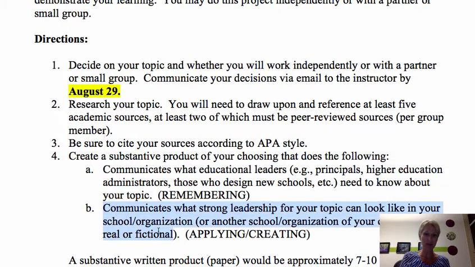Then in the second part of your product, you're going to be communicating what strong leadership for your topic can look like in your school or organization or another school or organization of your choosing. It can be real or fictional. Essentially, you want to show what strong leadership for your topic can look like in an educational setting. So this is really about applying what you've communicated in the content section. You're applying what you've said leaders need to know about your topic, and you're creating an example that illustrates that.